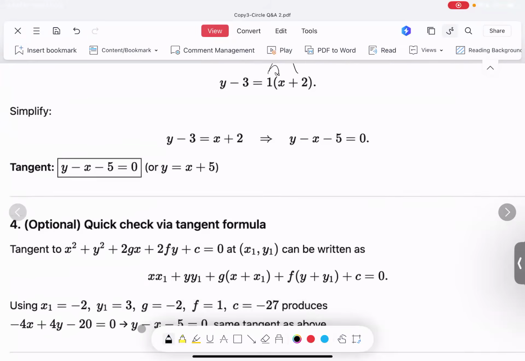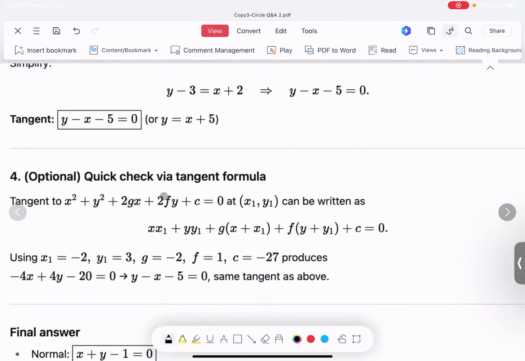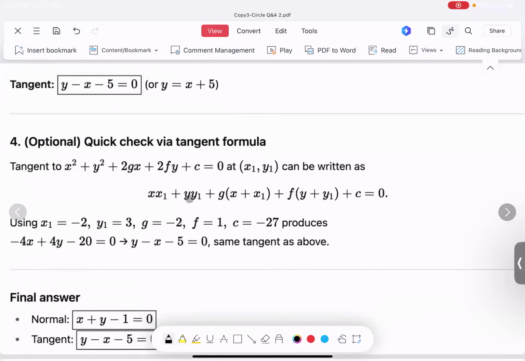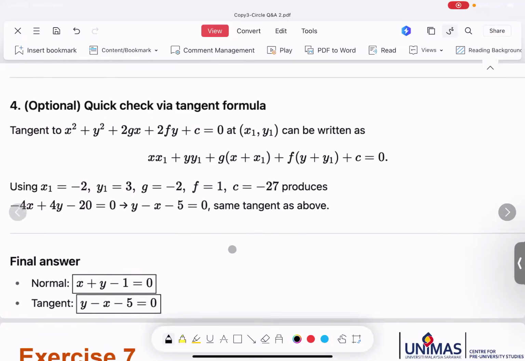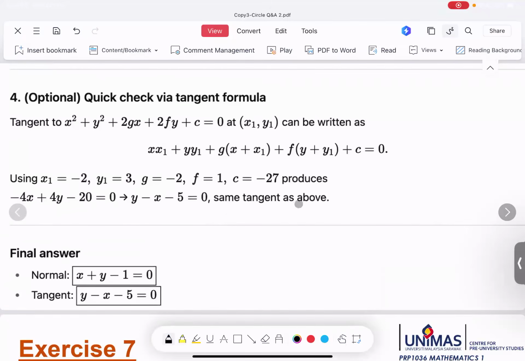You can do this quick check to verify the tangent formula. The tangent to x squared plus y squared plus 2gx plus 2fy plus c equals 0 can be written like this. You substitute into it and see whether it is the same as above. After you substitute every single detail into it, you still get this one. So in conclusion, the final answer for the normal is like this, and the final answer for the tangent is like this.